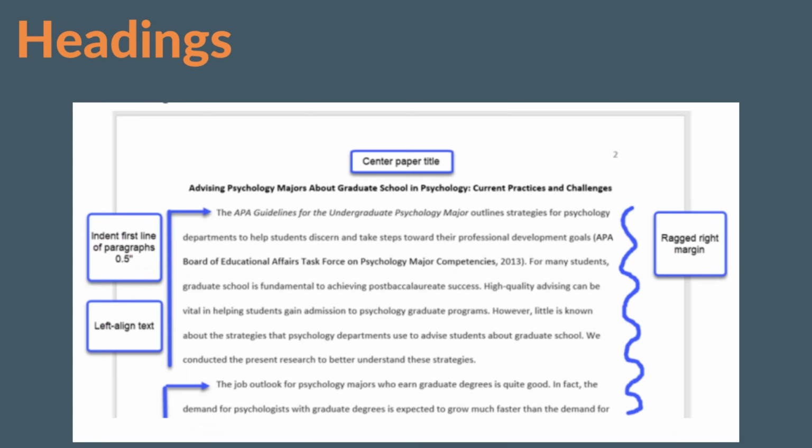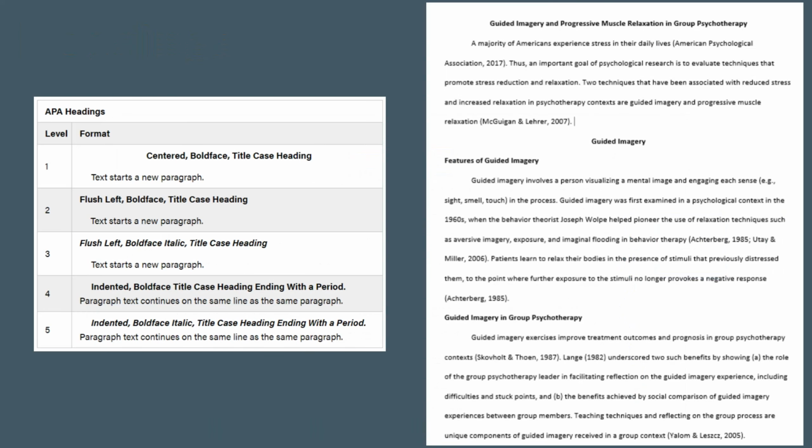So we have our title page, and then we have the very first page of our paper and our first heading. The first heading that we use is the title of the paper. We repeat it again at the top of the page, again centered, bolded. All of our paragraphs are that half-inch indent, left aligned, and then we have those jagged right margins. Now, as I mentioned, APA style typically uses headings and section labels. So our next slide has an example of what those look like.